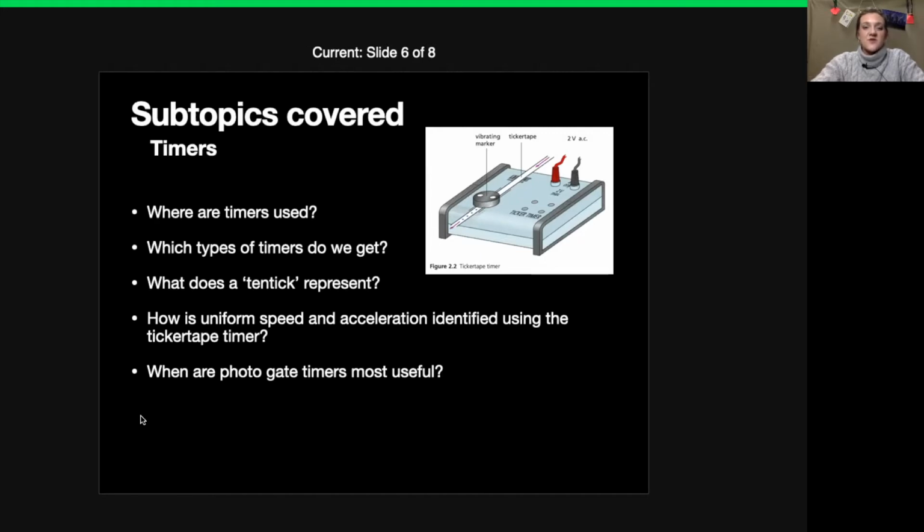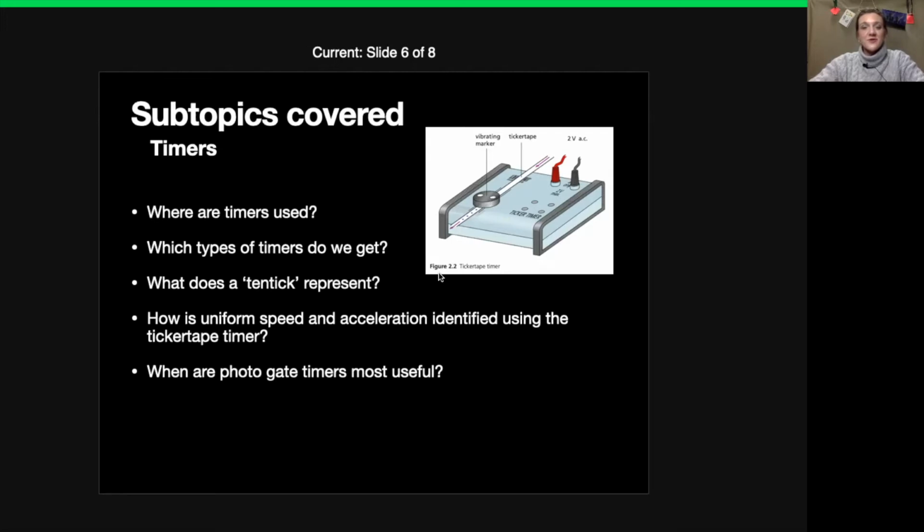Which types of timers do we get? So on the right, you can see the ticker tape timer. This is one example. Then we also get motion sensors, which is similar to what you use in your alarm system if you have an alarm at home with a motion sensor. So as soon as something moves in front of a laser, it will record the movement, and this will be a motion sensor because it is triggered by movement.